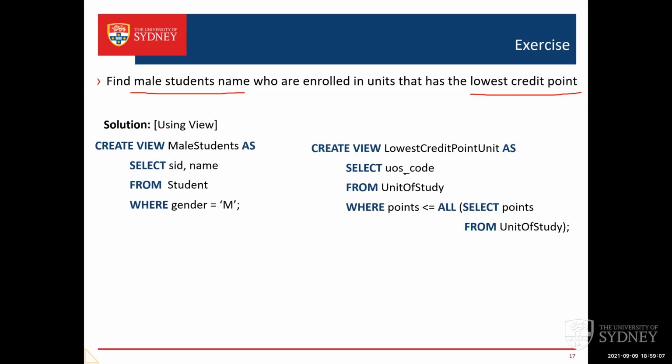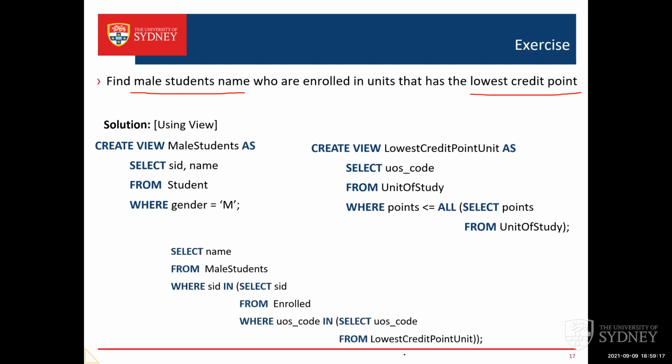Select unit of study code. Okay, and then get lowest credit point unit. Finally, what do we have to do? We have to combine these two, right? So that should be easier. Now I have unit of study code. From the unit of study code, go to enroll table, figure out the SID, from SID figure out the name. Now this query is very simple, right? Nothing complex there, simply figure out from SID to name, from unit of study to SID.